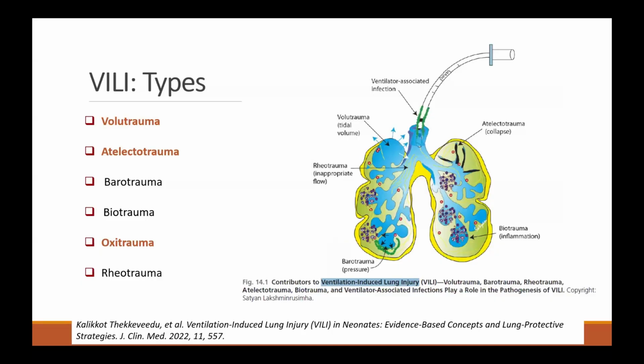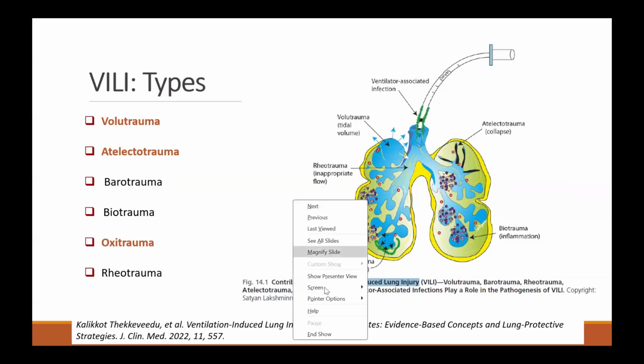So, the first part of my talk is ventilation-induced lung injury, and there are various types of this ventilation-induced lung injury. It could be volutrauma, atelectotrauma, barotrauma, biotrauma, oxytrauma, and rheotrauma. So the main components actually accounting for this ventilation-induced lung injury are volutrauma, atelectotrauma, and oxytrauma. So why they are main, I would be discussing in my next few slides.